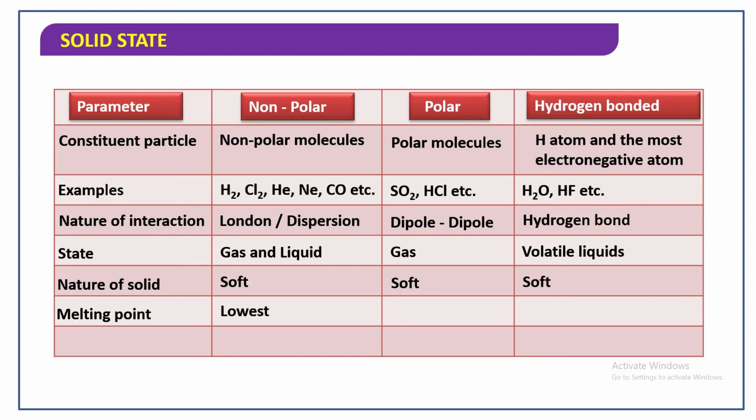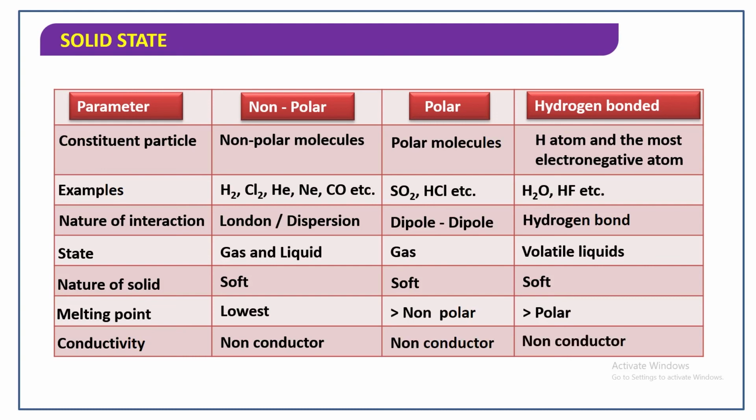Melting point is lowest in the case of non-polar, greater in polar, and greater still in hydrogen bonded. Stronger the interaction, higher the melting point. Conductivity: all of these are non-conductors. Getting me? Got it, sir.